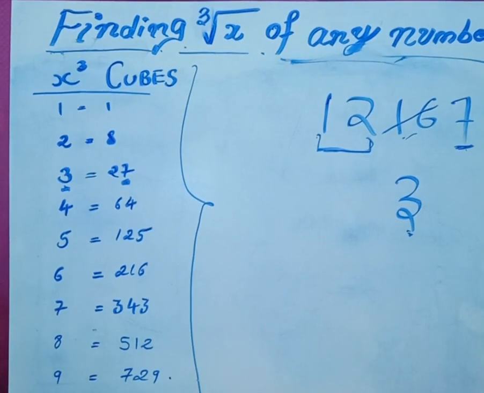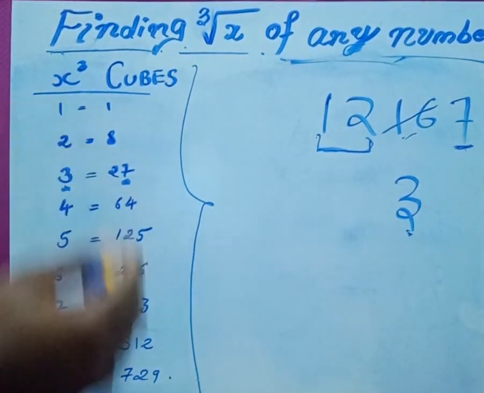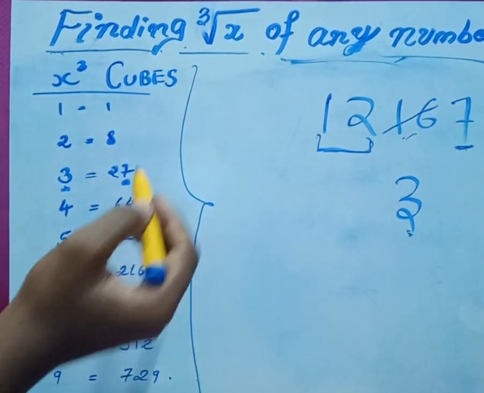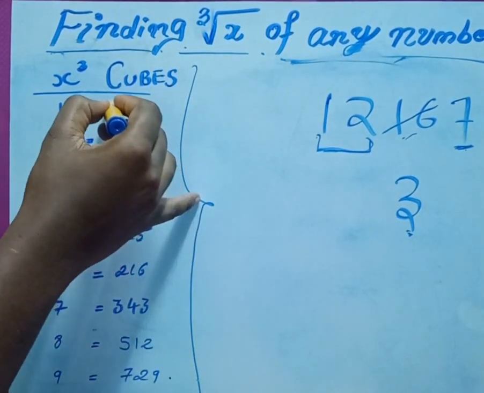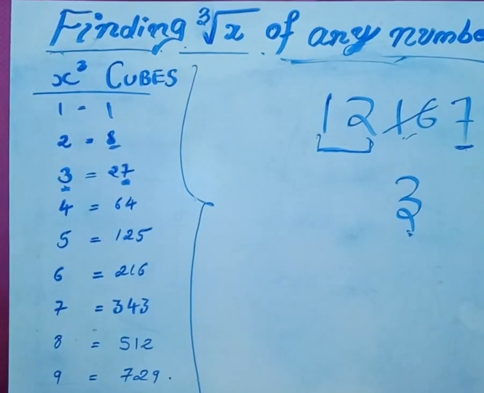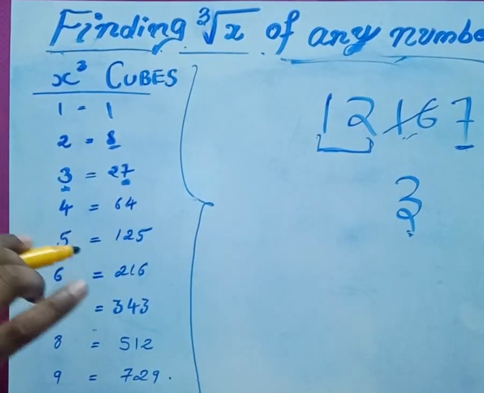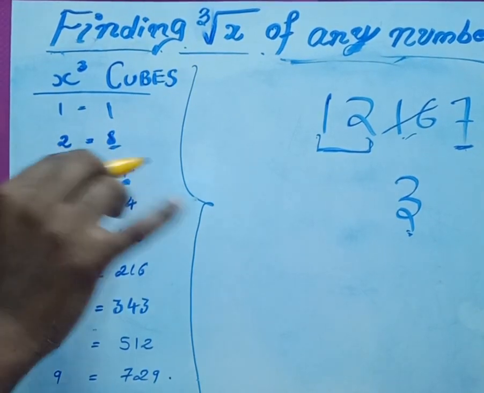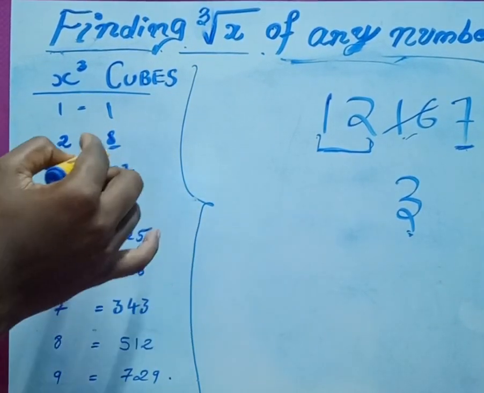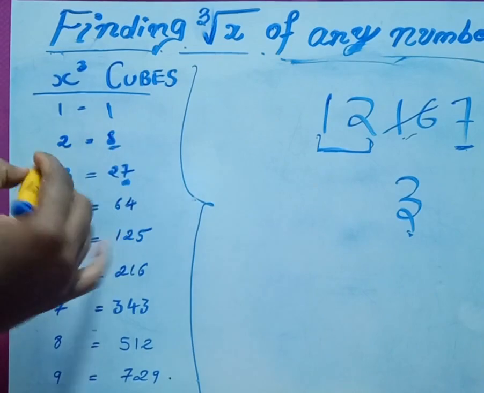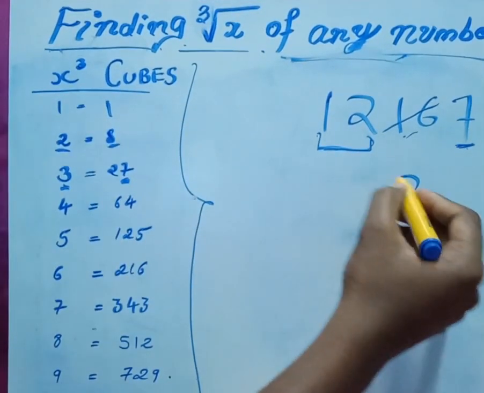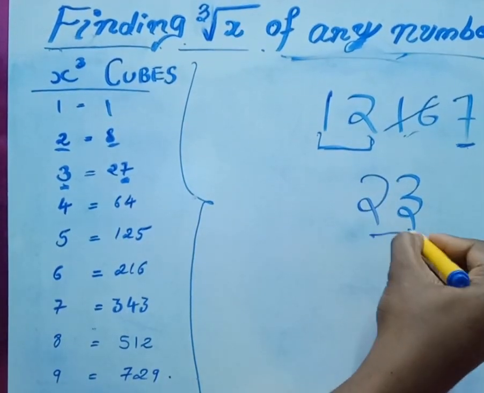So we have to see a number which is less than 12. In this table, which number is less than 12? Of course, 8, right? Even 1 is less, but you should not take 1, because you have to take the number which is close. So 8 is very close to 12 and it is less than 12, so you have to take 8. So 8 is the cube of which number? 2, right? So you will write 2. So the answer is 23, guys.